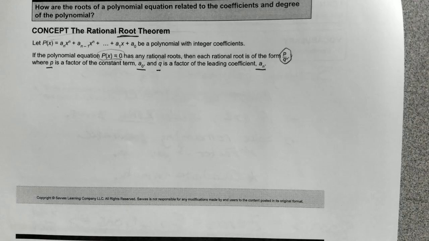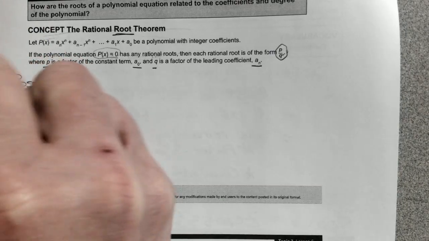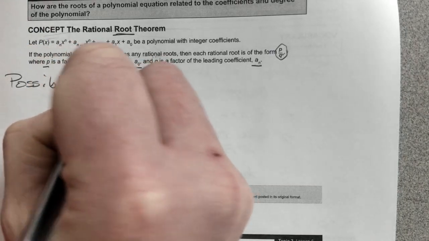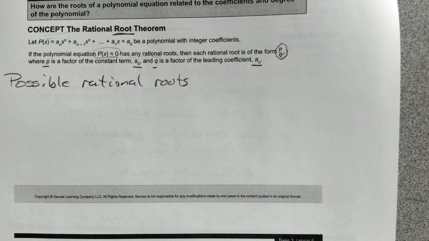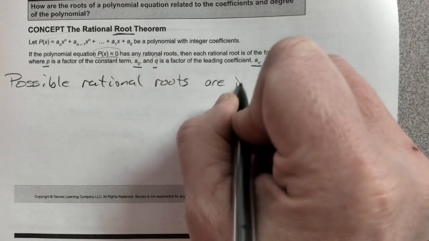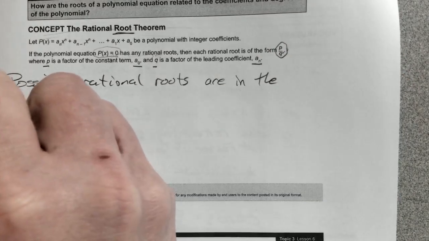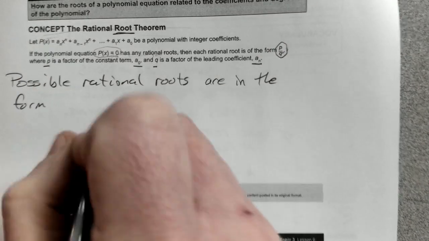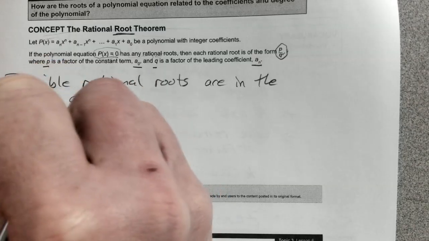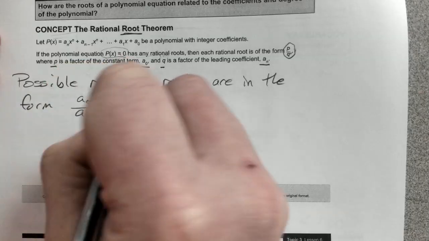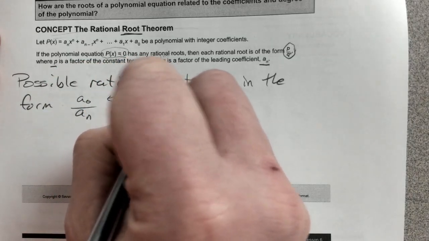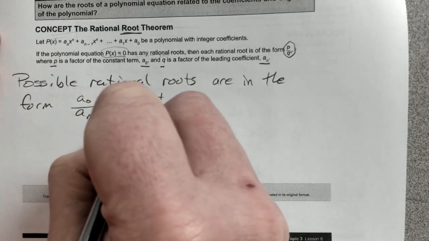So, I really like the way I said it in third hour, so we're going to steal their notes. That's right. So the way I like to say this, the possible rational roots are in the form a sub 0 divided by a sub n. The constant divided by the leading coefficient.